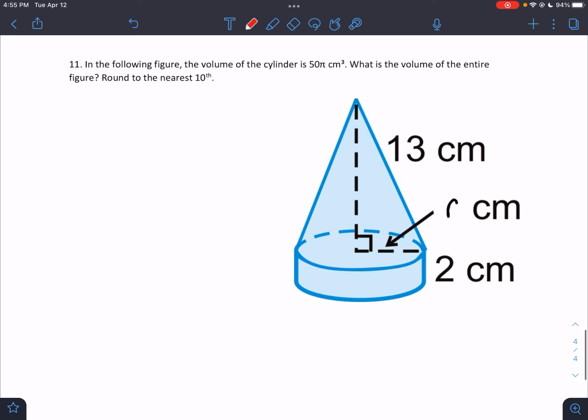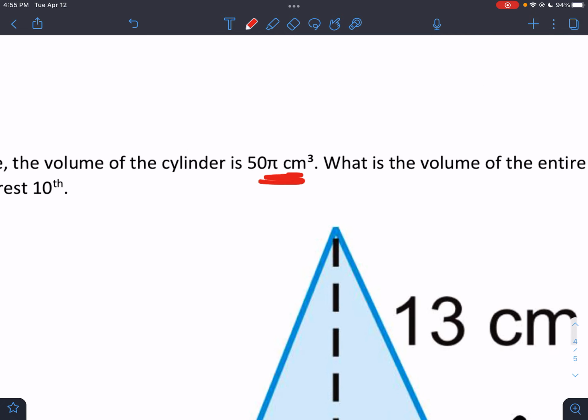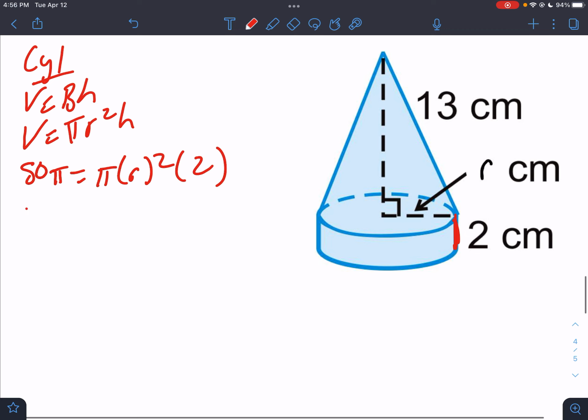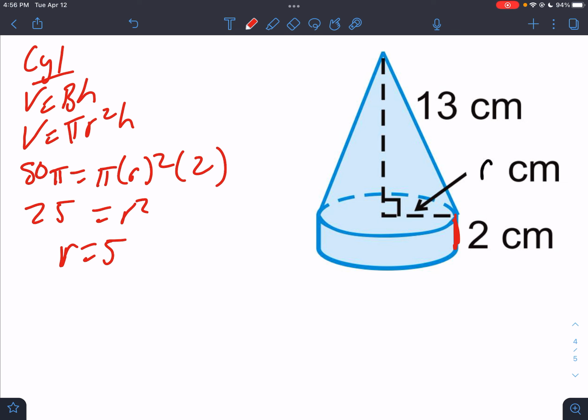All right. In the following figure, the volume of the cylinder is 50 pi. Okay, so we know the height's 2. Let's work on the cylinder right now. Volume of a cylinder is BH, which is pi r squared h. We know the volume. Oh, there's a pi on it. Remember that first question, there was no pi on it? This one has a pi on it. So that's 50 pi equals pi times the radius, don't know it, times the height we know is 2. So that'll be 25 equals r squared. R equals 5.